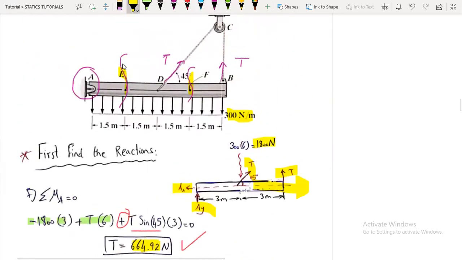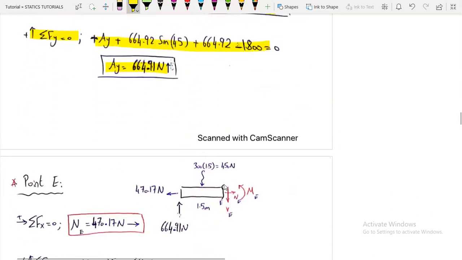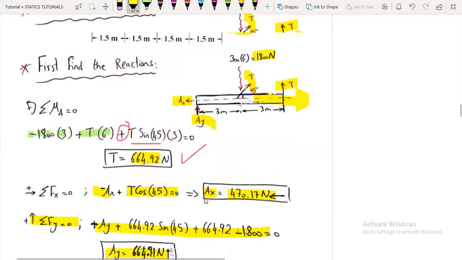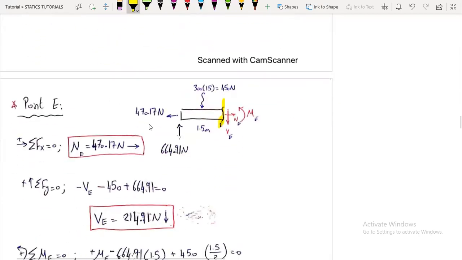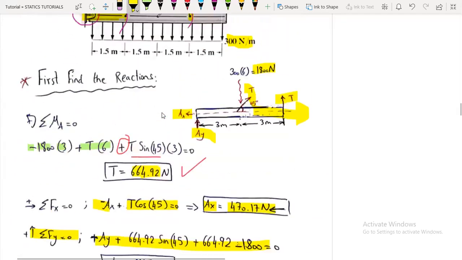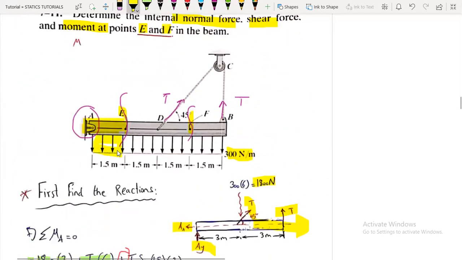Now we are ready to make our cuts. So starting with point E, here is our cut at point E. I have put the internal loadings as the sign conventions state. I took the left side since it will be easier, because here we have the tension force. Anyway, here the reactions at A, I have AY and AX, which I have already found. And we have this distributed load, which will be 300 multiplied by this distance only.